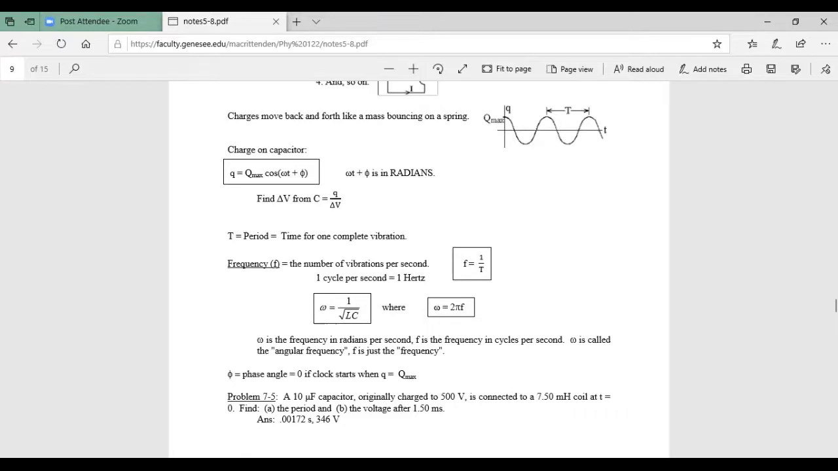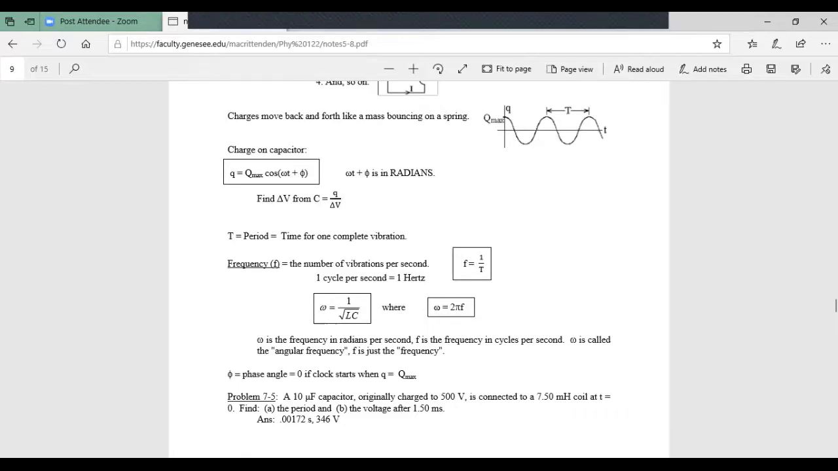This thing here that looks like the letter W is actually the Greek letter omega.